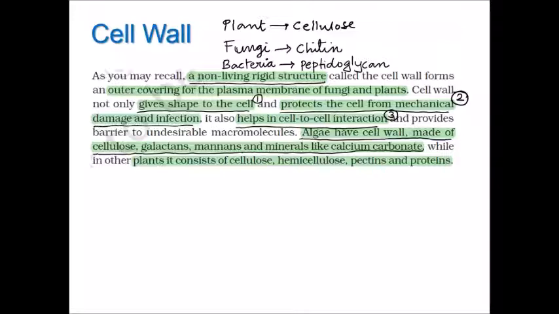In case of higher plants, it is mainly made up of cellulose, some hemicellulose, pectins, and proteins. Sir, I want to tell that animal cells do not have cell walls. Yeah. Animal cells do not have cell wall, right?